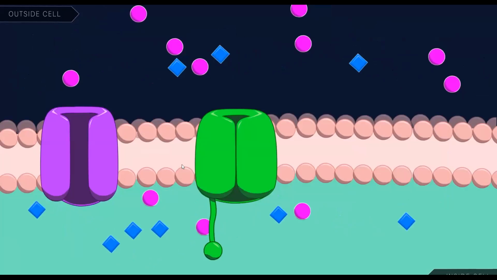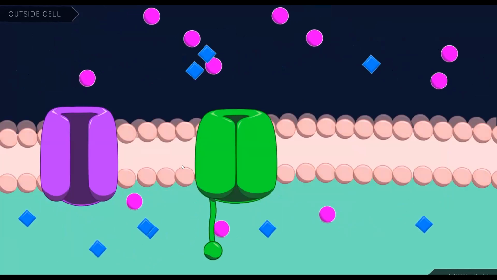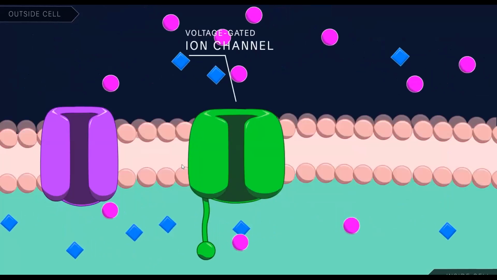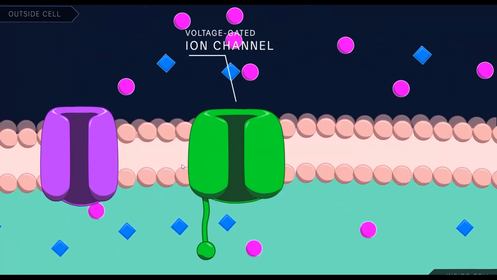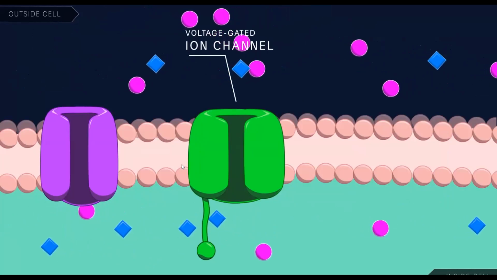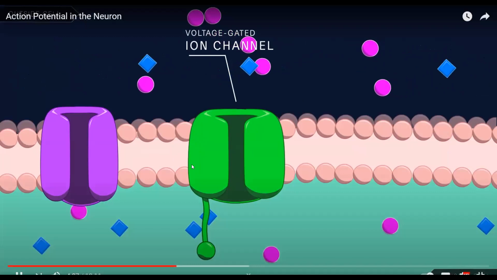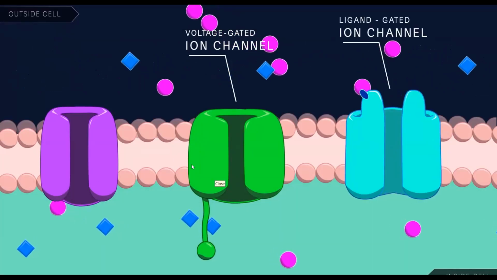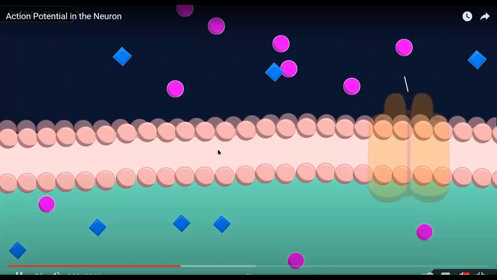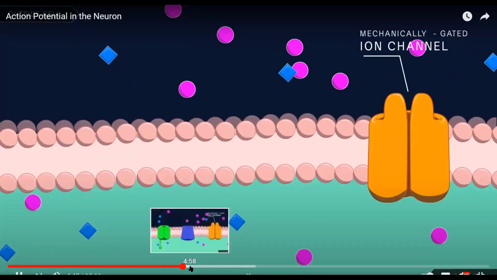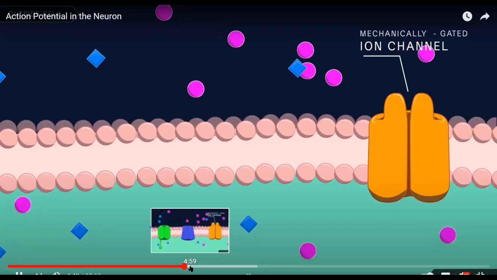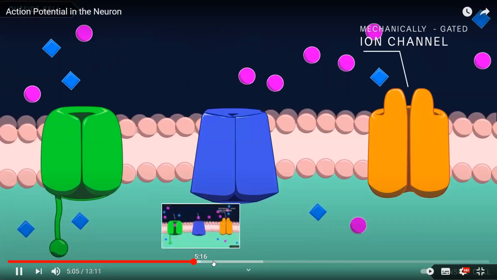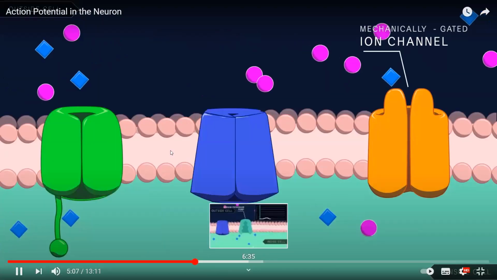Some ion channels are always open, but many require a signal to tell them to open or close. For example, voltage-gated channels only open when the membrane potential reaches a certain value. On the other hand, ligand-gated ion channels are triggered to open when they are bound by a specific molecule. Mechanically gated ion channels open in response to physical forces, such as changes in length or changes in pressure. Ion channels, for example, typically only allow a single ion.